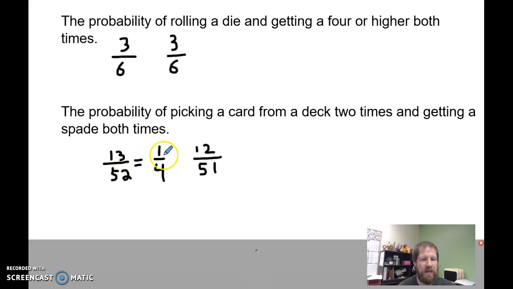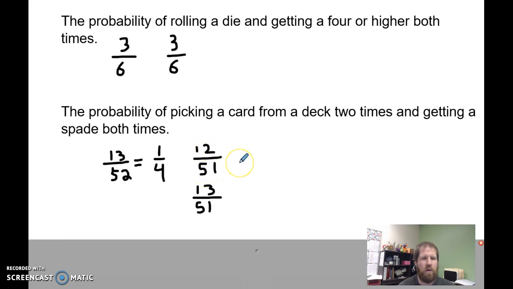And if I didn't pick a spade that first time, now instead of having a 12 out of 51, there's still 13 spades in there. I've got a 13 out of 51 because I still picked a card. So my probabilities are changing depending on that outcome, which makes it a dependent event. This changes the probability of this one.